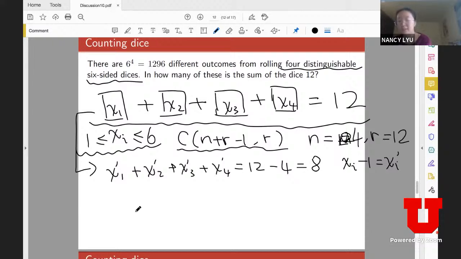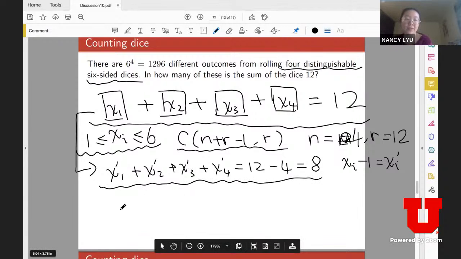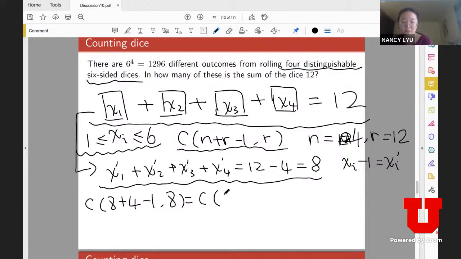Okay. So now the solutions for this equation make sure that all your x are greater than or equal to 1. So we have 8 plus 4 minus 1, 8, and that will give us 11 choose 8. And that's 165. But we're not done yet, because this only guarantees that our x is greater than or equal to 1.